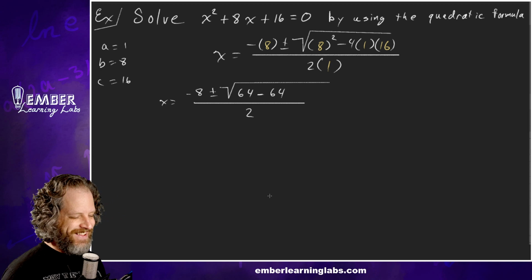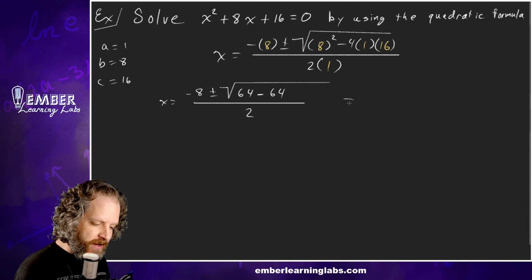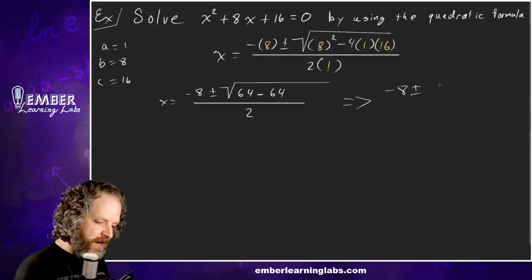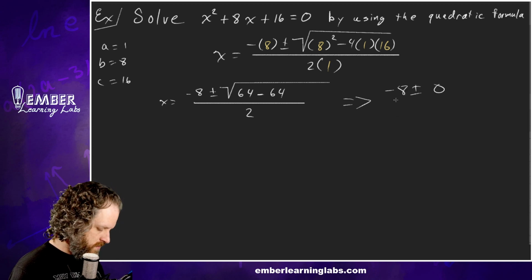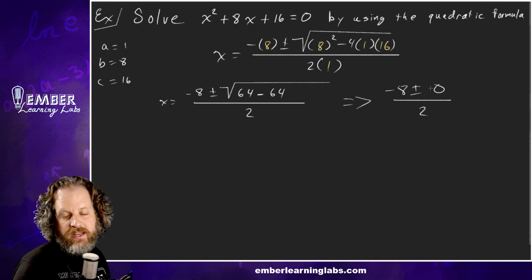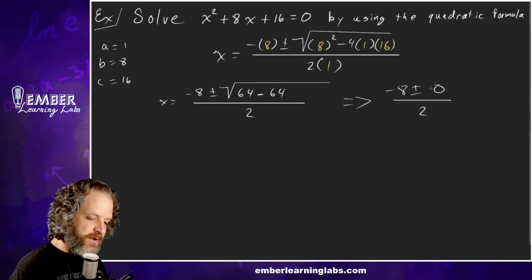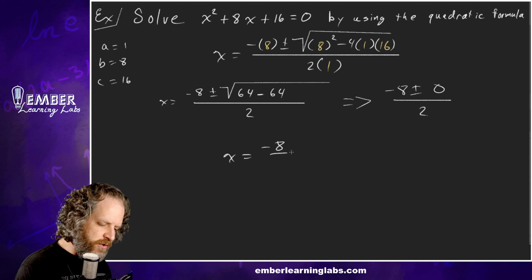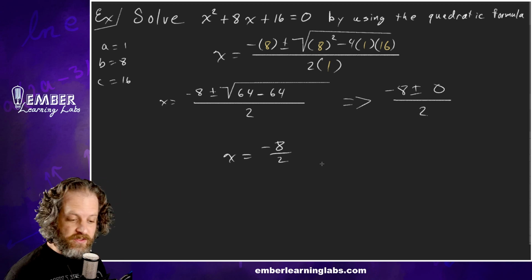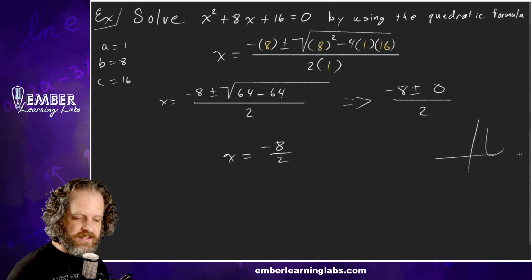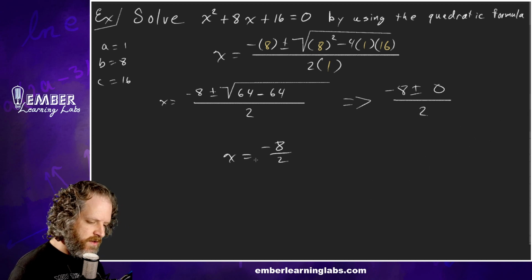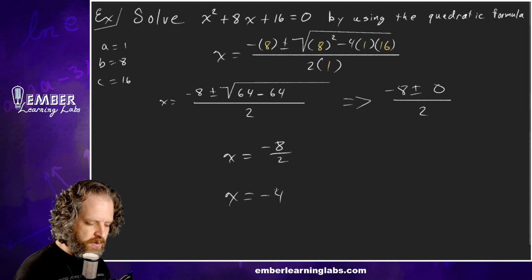Something nice: 64 minus 64 is 0. So negative 8 plus or minus 0 all over 2. Plus or minus 0 is the same either way, so it's going to be negative 8 over 2. We only have one answer, so this is one of those where the graph just kisses the x-axis if we graph f of x. So our answer is x equals negative 4.